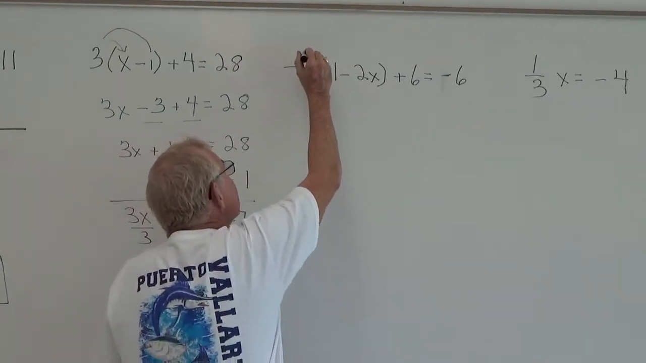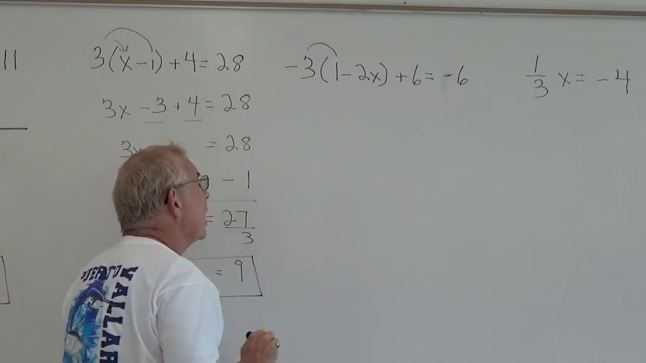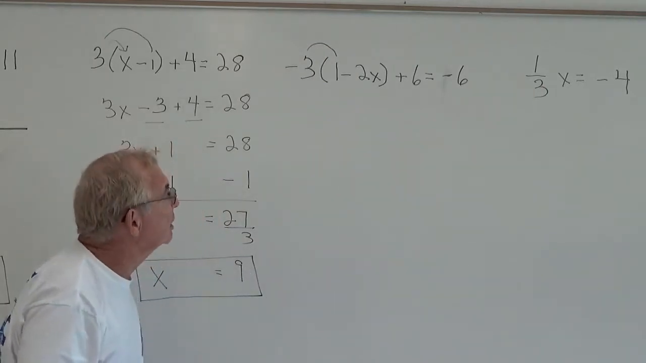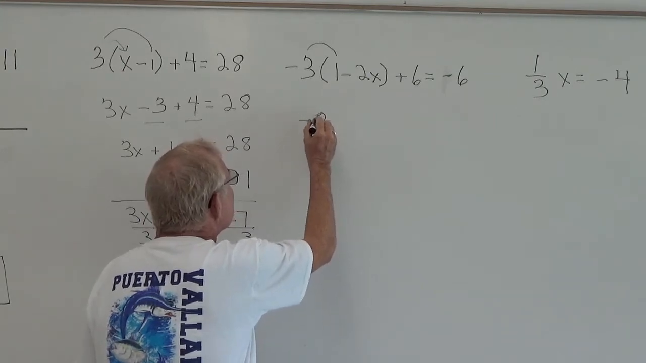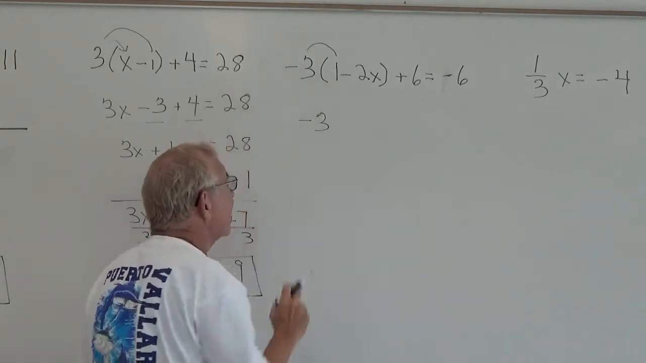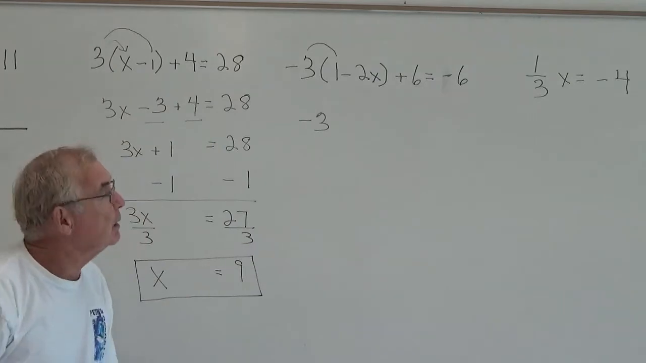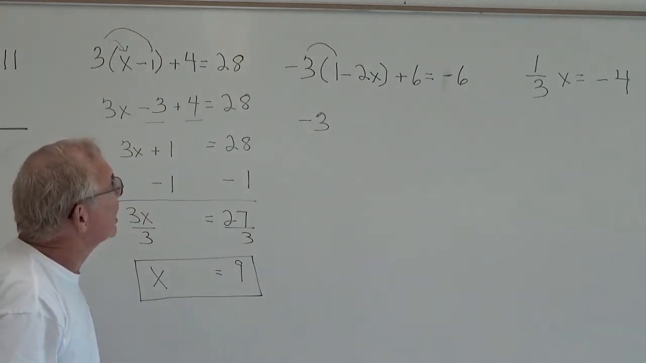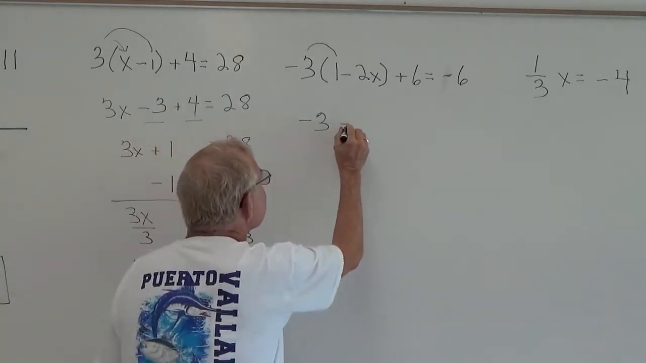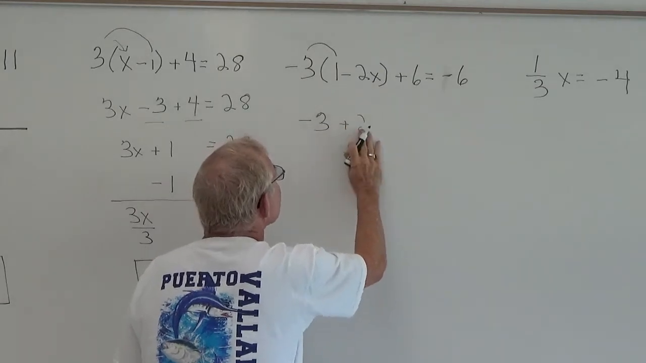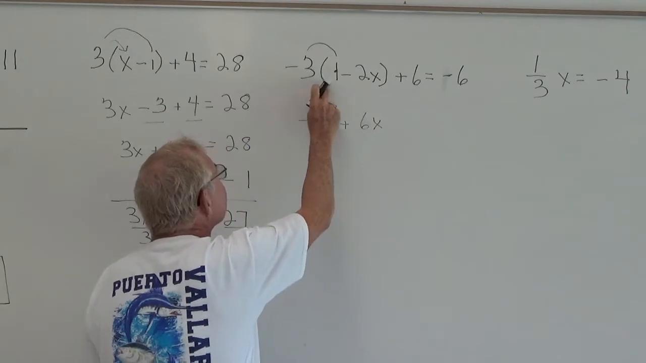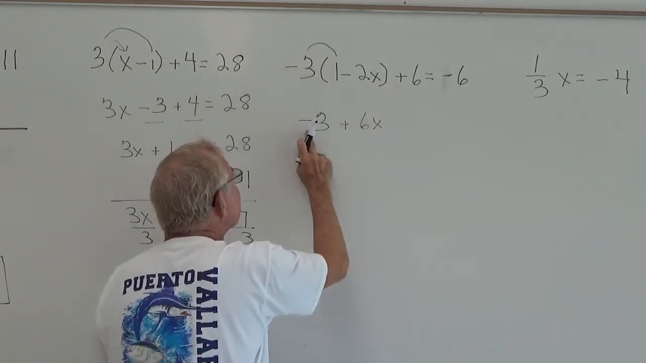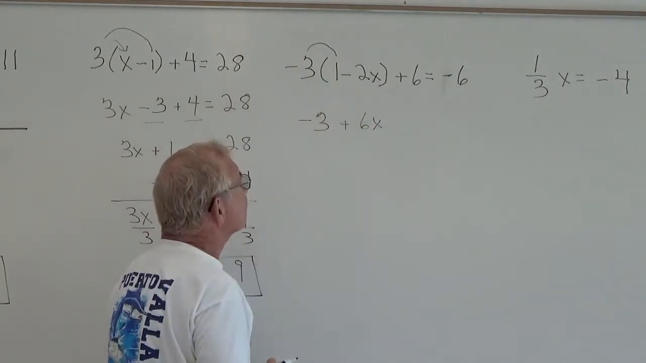So you distribute, but be careful, minus times a positive is a minus. Now minus times a minus is a positive. Plus 6x. So be very careful here. That's minus 3 plus 6x.